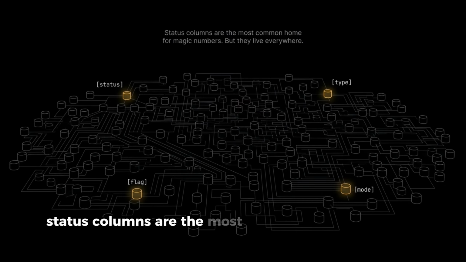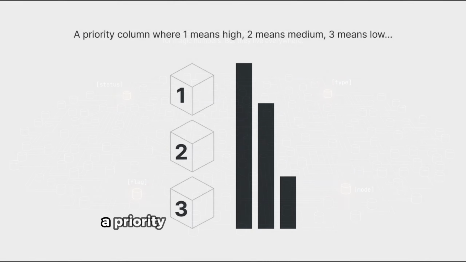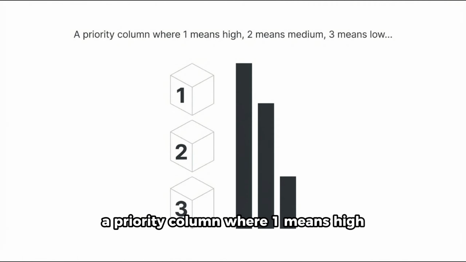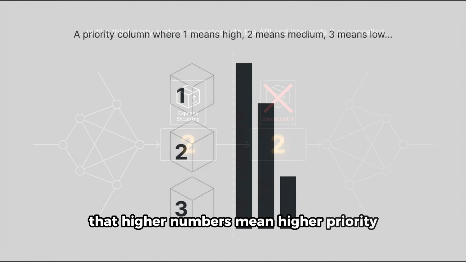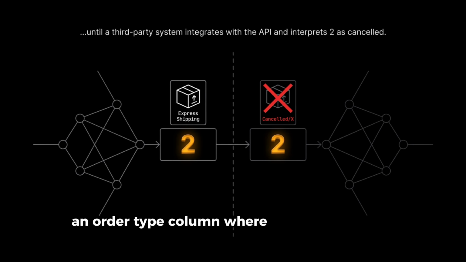Status columns are the most common home for magic numbers, but they live everywhere. A priority column where 1 means high, 2 means medium, 3 means low, until a new developer joins and assumes, reasonably, that higher numbers mean higher priority. An order type column where 0 means standard, 1 means express, 2 means international, until a third-party system integrates with the API and interprets 2 as cancelled.